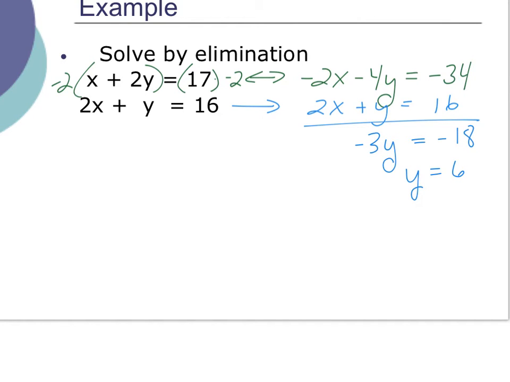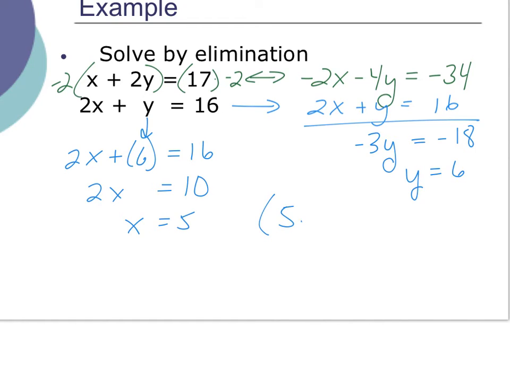Now I'm going to take that and put it into either equation. So 2x plus y, here's my y, it's going to be 6, equals 16. So 2x, subtract 6 from both sides, so I get 10. So x equals 5. So my solution is the point 5, 6. And again, we're still finding the solution being where the lines cross, a point that's true in both cases.